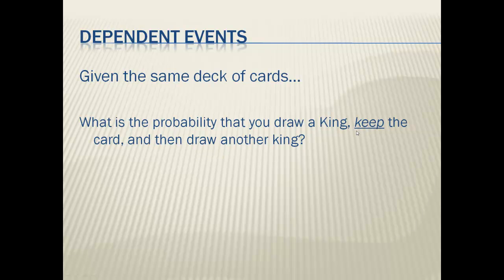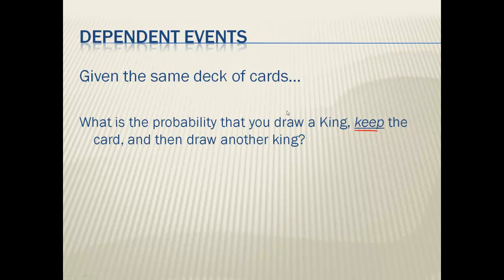So this is going to be the clue right here that this is a dependent event. Okay, you keep the card. You don't replace the card. Those are words you're going to look for in dependent events. For independent events, you put the card back. You replace the card. So that's going to tell you that that's an independent event.